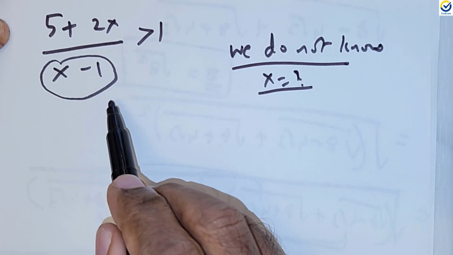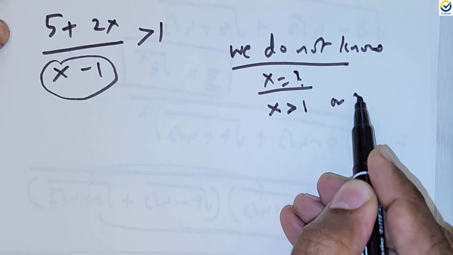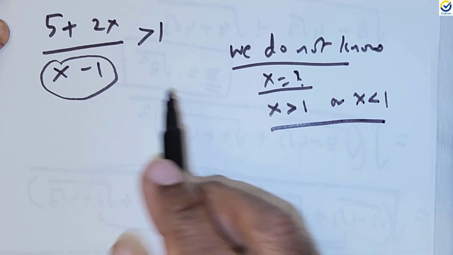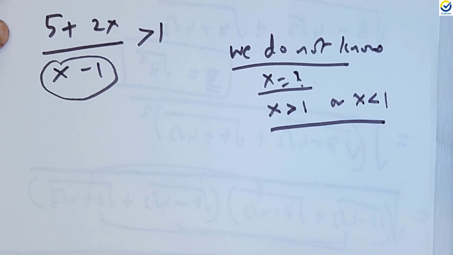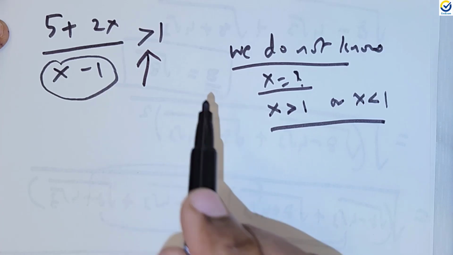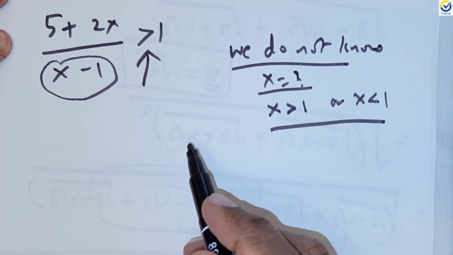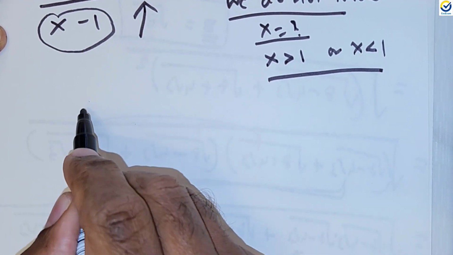So in cases like this, where we are not sure if x is greater than 1 or less than 1, we cannot multiply both sides by x − 1, because whenever we multiply by a negative quantity, the inequality gets reversed. So we need to be cautious. In a situation like that, how are we going to handle this question?